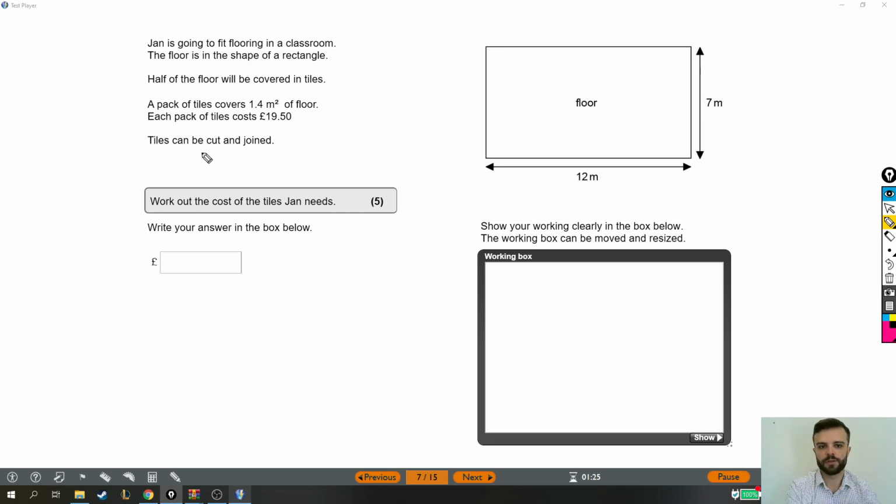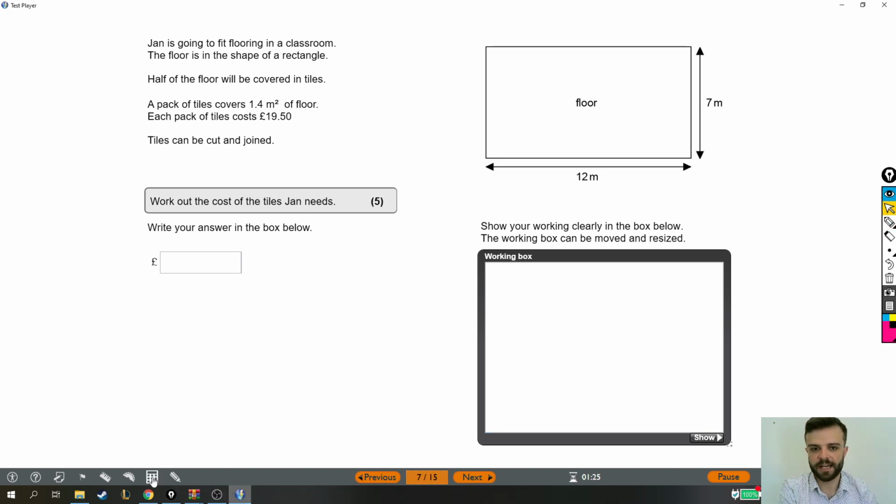So here are the steps we need to do. We need to find the area of the floor and then half it, because only half of the floor will be covered in tiles. We then need to see how many packs of tiles it will take to cover that area. We know one pack is 1.4. So how many 1.4s does it take to cover this area we've worked out? And then we can work out the cost of them. So let's do those things in order.